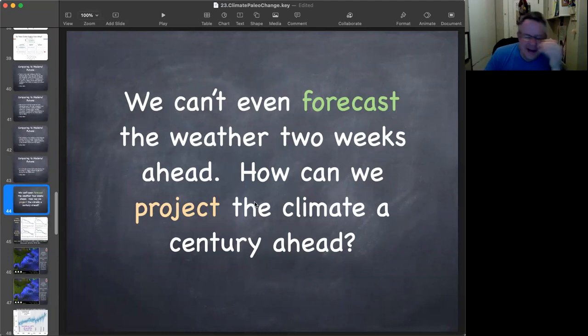So we can't even forecast the weather 2 weeks ahead. How can we project the climate a century ahead? Well, the idea is that a projection is not the same as a forecast. A forecast depends on the initial conditions, and those become chaotic in short time, just like the butterfly effect, and then they lose the ability to be distinguishable after a few predictability timescales, is what it's called.